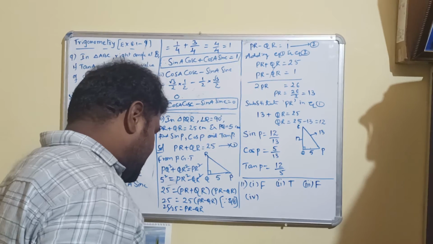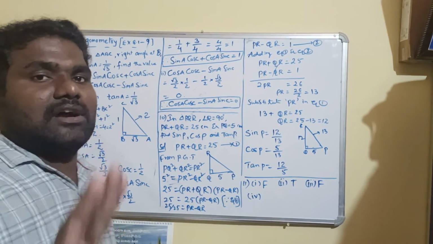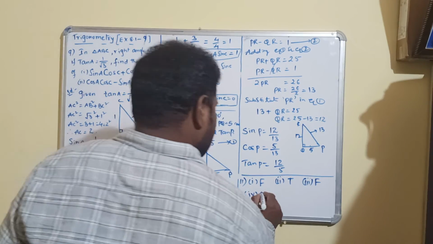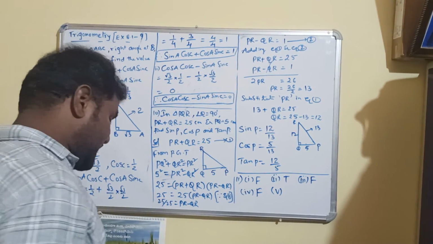Fourth one. Cot A is the product of cot and A. No, cot A means cotangent of A. Cot A is not the product of cot and A. Cot A indicates a ratio: the side adjacent to angle A by the side opposite to angle A. That is also false.